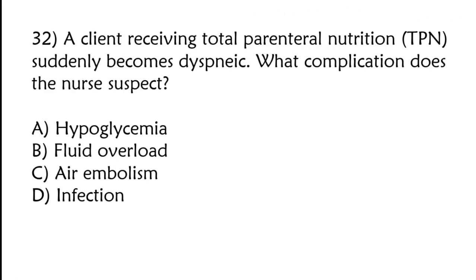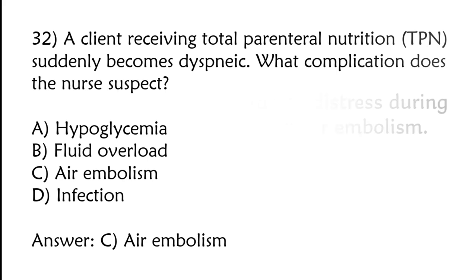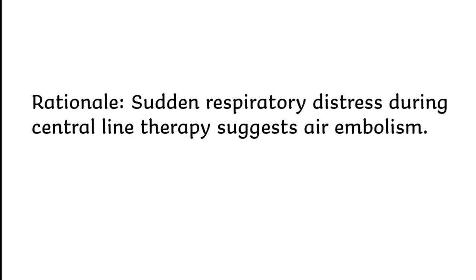A client receiving total parenteral nutrition, TPN, suddenly becomes dyspneic. What complication does the nurse suspect? Correct answer is C. Air embolism. Rationale: sudden respiratory distress during central line therapy suggests air embolism.